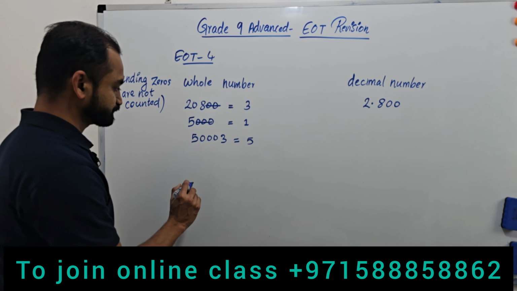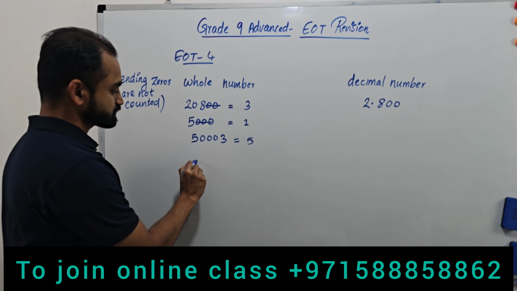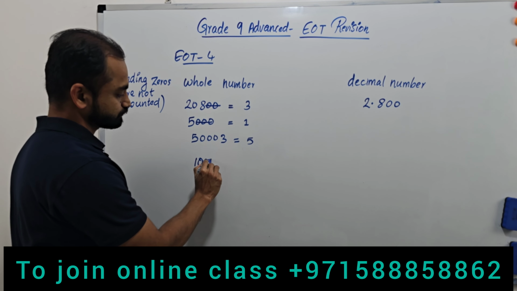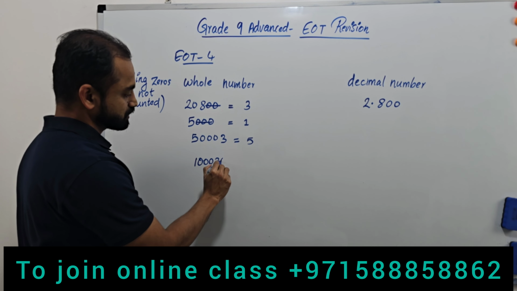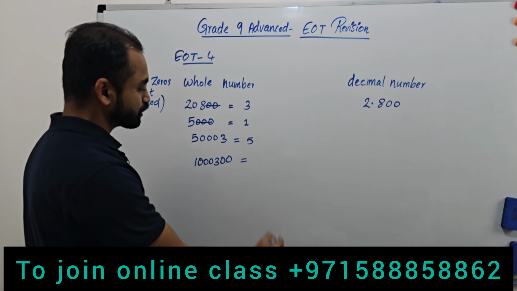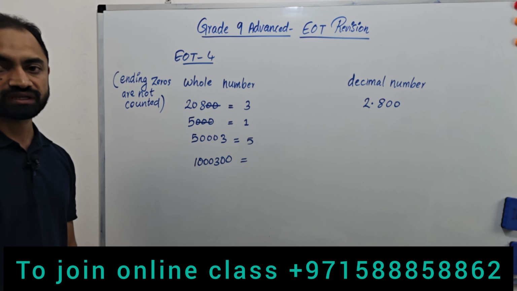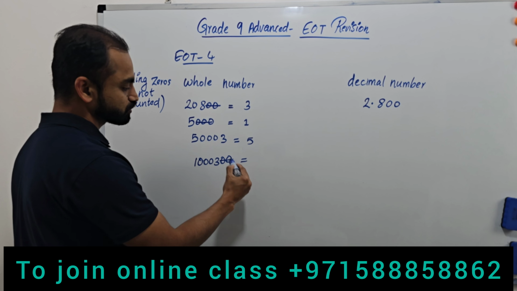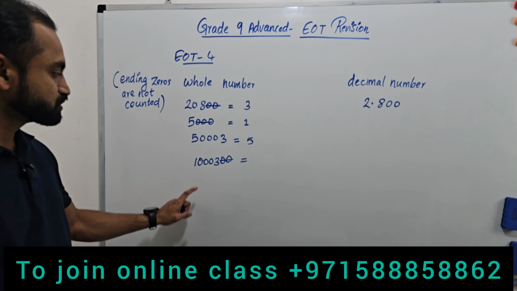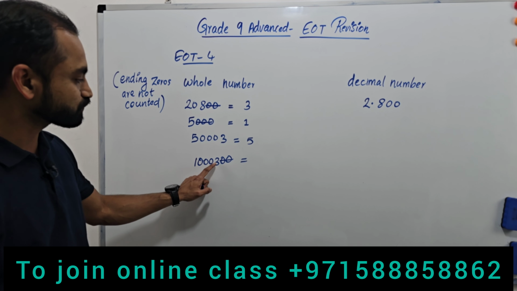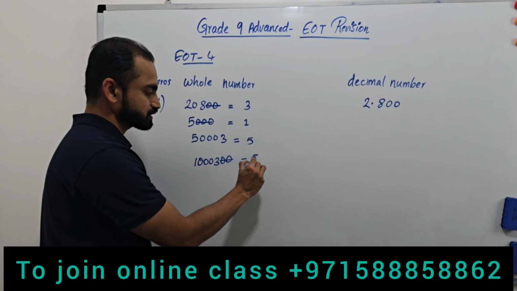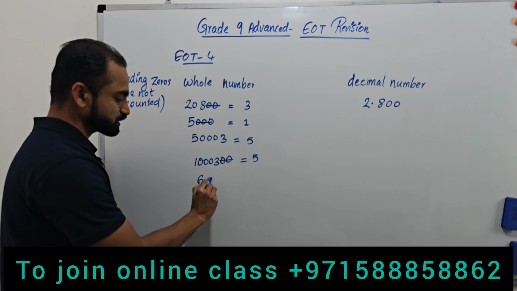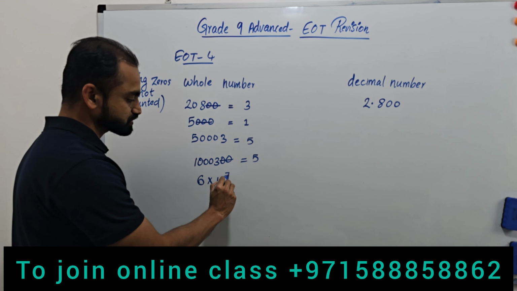Then if the number is like this, for example 1300, how many significant digits here? Ending zeros are not counted. So these two zeros we will not count as significant digits. So 1, 2, 3, 4, 5. 5 significant figures. If I write like this, 6 times 10 to the power 7.